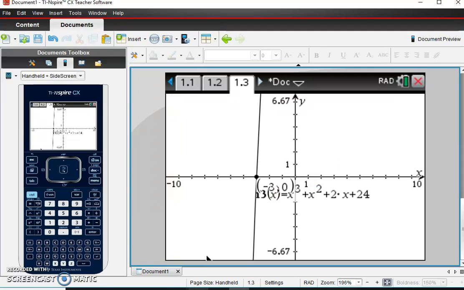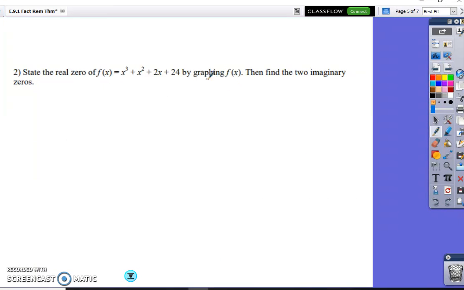So I went ahead and graphed it to find this zero. So by graphing, we found a zero that was x equals -3. And then we're going to go from there to solve. So then find the two imaginary zeros. So I'm going to divide this number out of this term so that I can get it down to just what's left over. So I'm going to put that -3 out front, synthetic division.